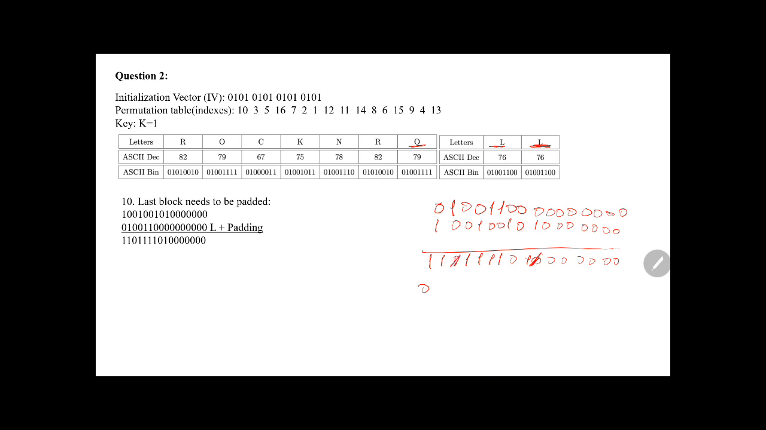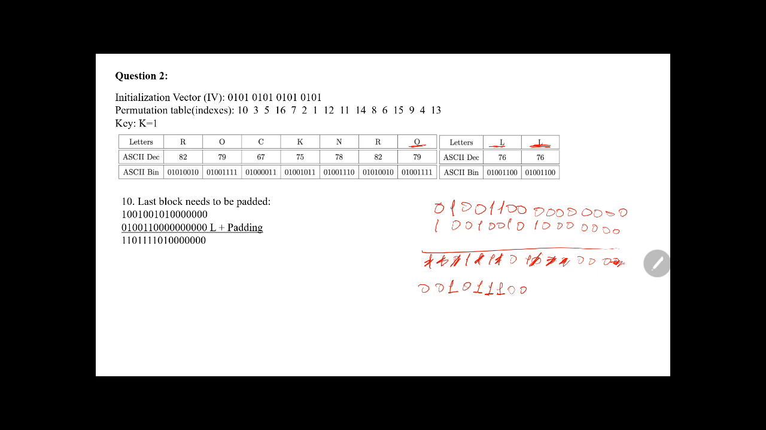And then the third, which is this 0, it will be here. And then the fifth, which is this one, it will be here. And then the 16th, which is this one, it will be here. And then the 7th, which is this one, it will be here. And then the second, which is this one, it will be here. And the first, it will be here. And then the 12th, which is this one, it will be here. And then the 11th, which is this one, it will be here.